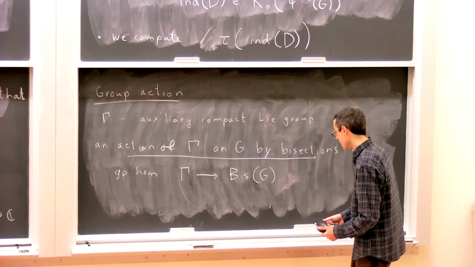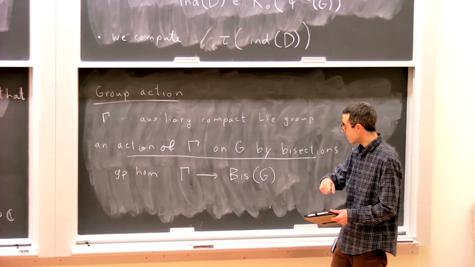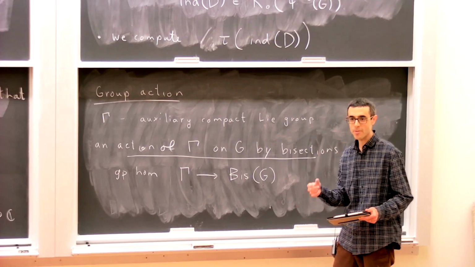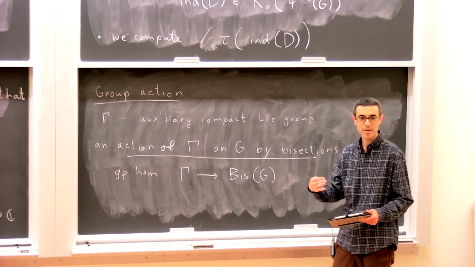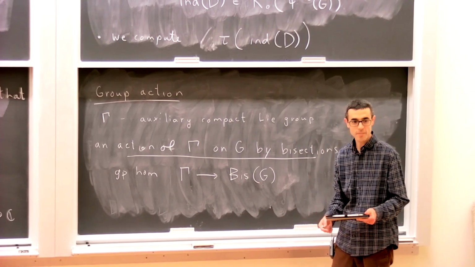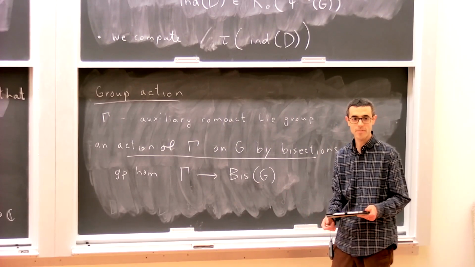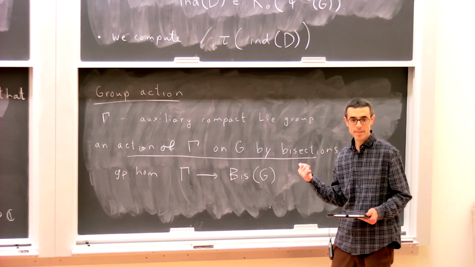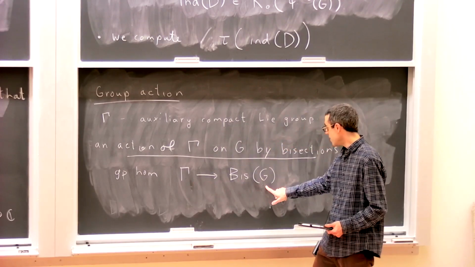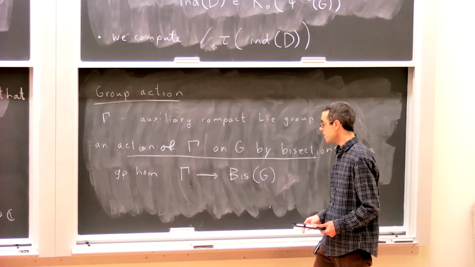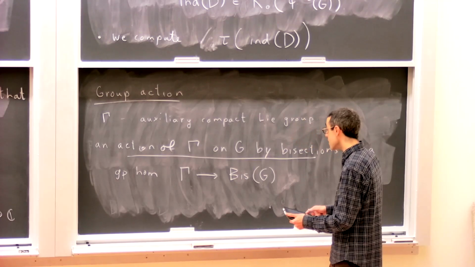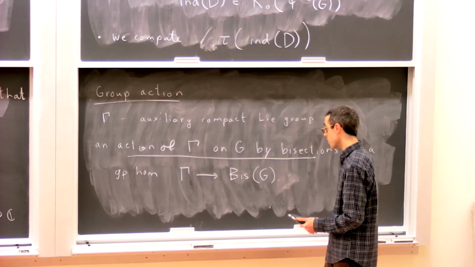Okay. Bisections of G, these are submanifolds of G, such that when you restrict either the range or the source map to that submanifold, it becomes a diffeomorphism onto the base. And that forms a group under multiplication, usually some infinite dimensional group. For example, in the case of the pair groupoid, this is a diffeomorphism group of M. So I want a group homomorphism into the group of bisections of G, and it should be smooth in the appropriate sense. And okay, so that's what I mean by a group action.